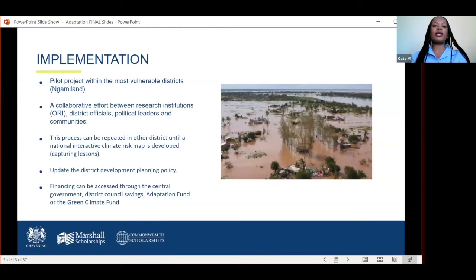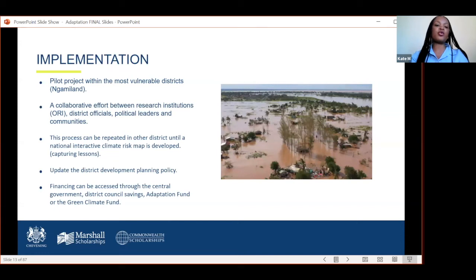So how are we going to implement this tool? We are proposing a pilot project within the most vulnerable district. We proposed the Ngamiland district because Ngamiland houses the world's largest inland delta, which is the Okavango Delta, which is also home to vast wildlife and human life, and it's also prone to flooding. So we are going to have a collaboration effort between research institutions. We are going to rope in district officials, political leaders, and communities, and they're all going to come together to develop this tool.